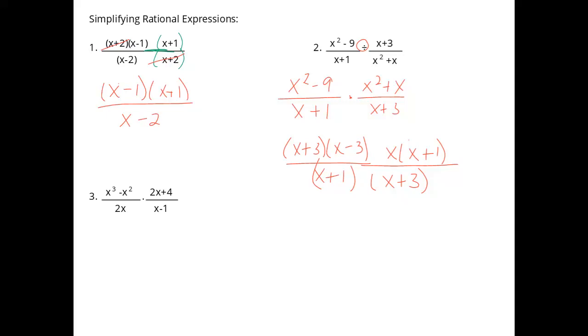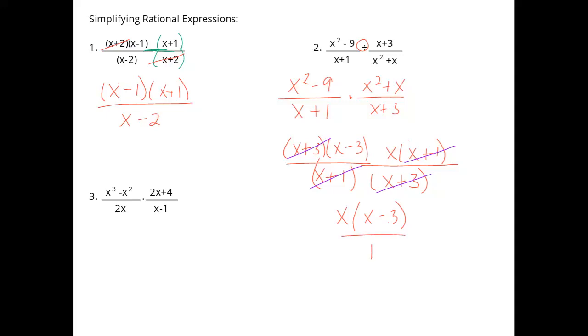And now let's grab a different color, and we can cancel out things that are the same top and bottom. So I see an x plus 3 both places. I see an x plus 1 both places. So in this case, there's no longer a need for the fraction. I literally can write this. I'm going to put the x first, that GCF, and then x minus 3.